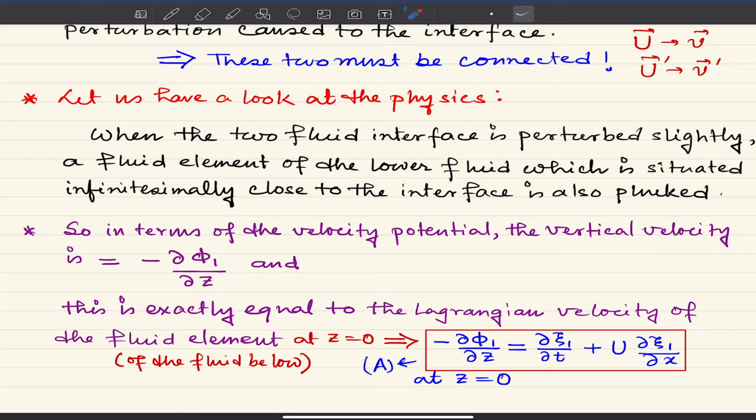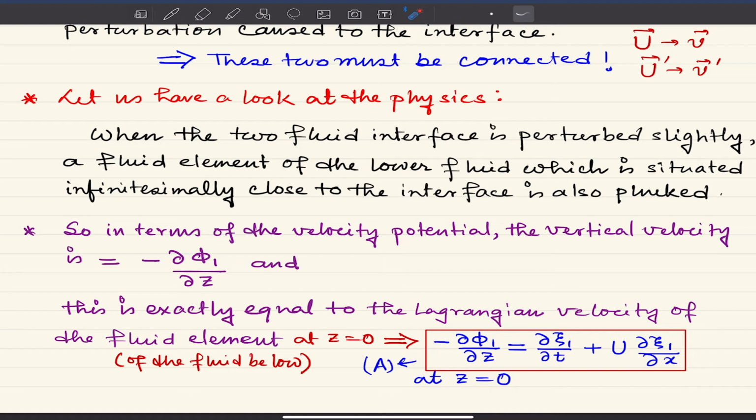So that is the velocity component of the fluid in terms of its velocity potential in the vertical direction, and that should be exactly equal to the Lagrangian velocity of the fluid elements. This is because the fluid configuration is perturbed, so the Eulerian velocity potential field is perturbed, is displaced. Along with the Eulerian field being perturbed, the fluid particle is displaced, right?